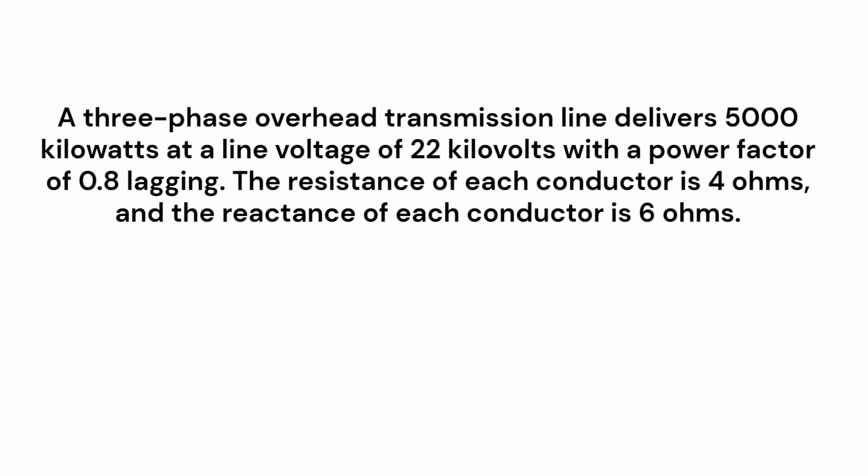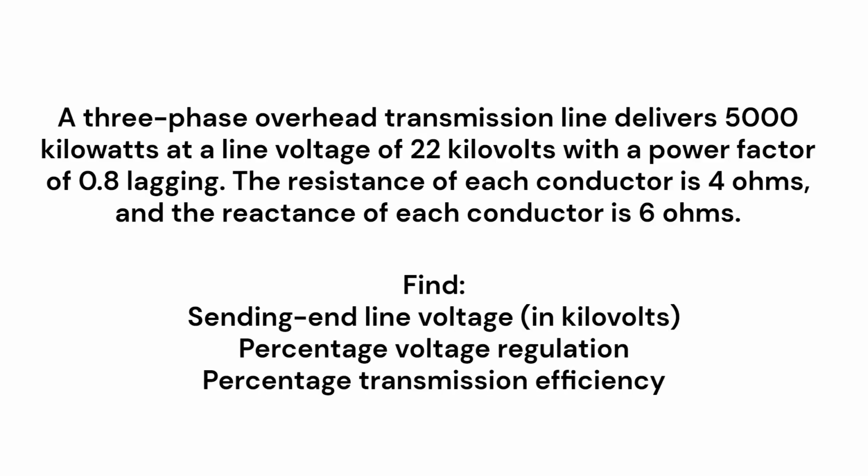Now let me give you a real engineering challenge. An overhead three-phase transmission line delivers 5,000 kilowatts at 22 kilovolts with a power factor of 0.8 lagging. The resistance of each conductor is 4 ohms and the reactance of each conductor is 6 ohms. Now here is my question to you. What is the numerical value of the sending end voltage in kilovolts? What is the value of percentage regulation? And what is the percentage transmission efficiency of this line?